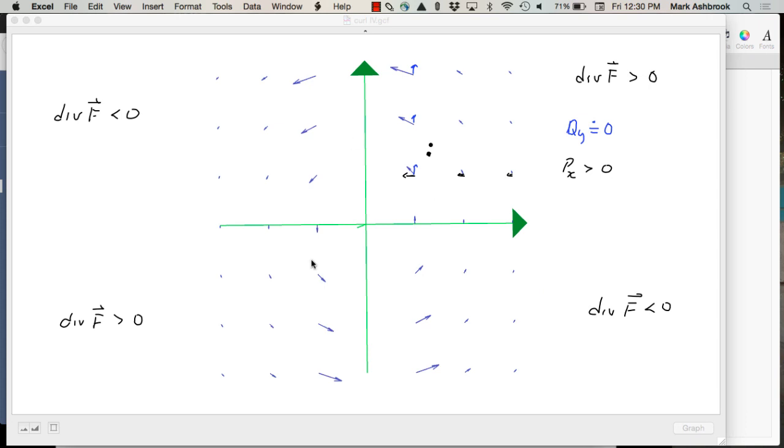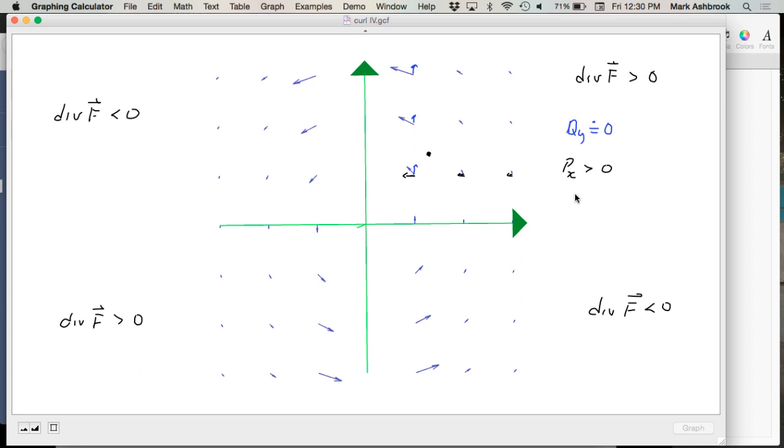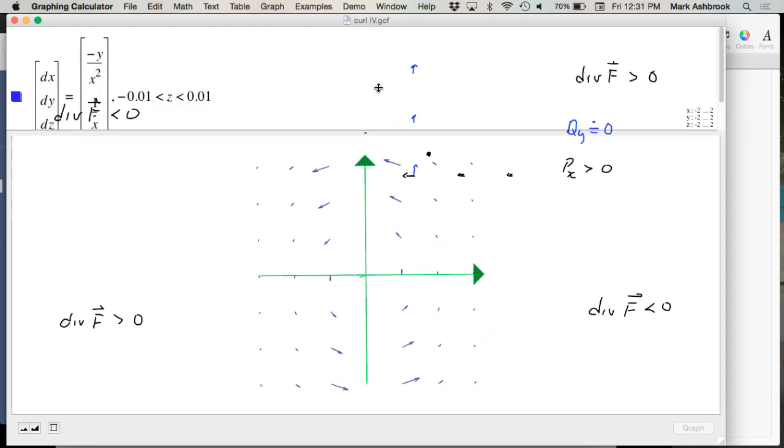This is the same one we did for the second one for curl. Right? Do you have that? What vector field is this? Negative 1 over x squared. Okay. So prove your hypothesis here that its divergence is positive in the first and third quadrants and negative in the second and fourth quadrants. Prove it. How would you do that? Do it.